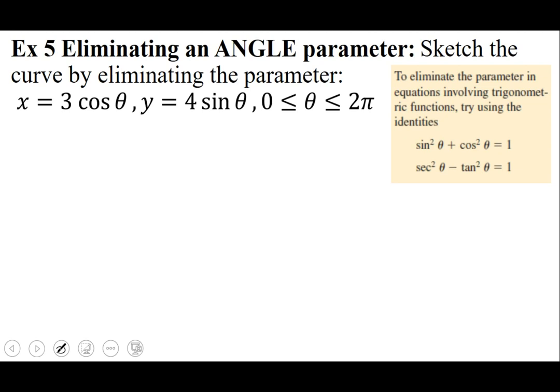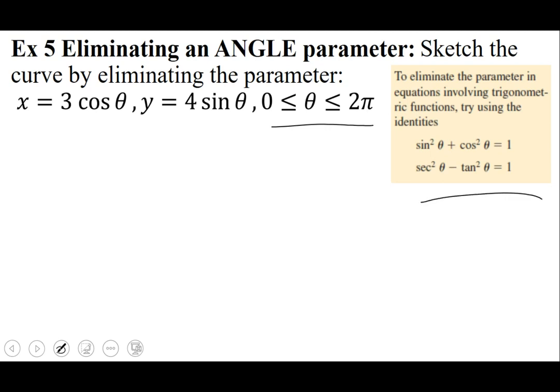So then the next thing is what happens if you have to eliminate an angle parameter. Again, most of the time the parameters are either t for time or theta for some angle. Here's an example of what happens if it's an angle. Notice that I have now given you trig functions, and notice that I have told you to do it from 0 to 2 pi. Whenever there's angles and trig involved, you're always going to want to use 0 to 2 pi.